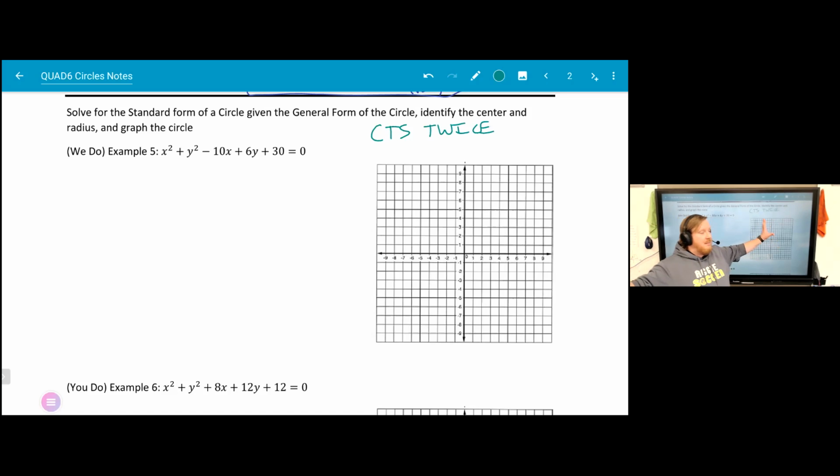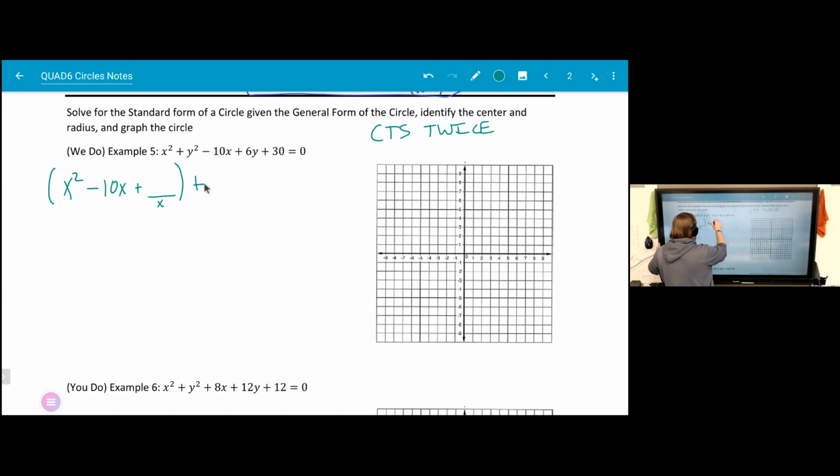What I'm going to do is collect my x terms, my y terms, and then the constant that I'm going to push to the other side for now. What does that look like? I'm glad you asked. I'm going to do this: x squared minus 10x, and then I'm going to leave room to complete the square right there. This is going to come from my x's.